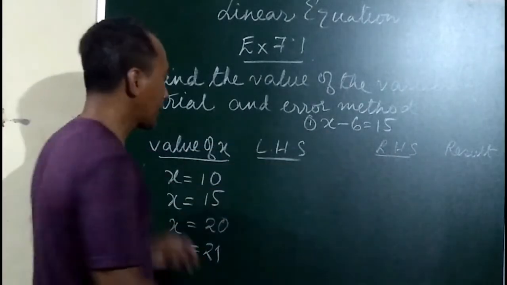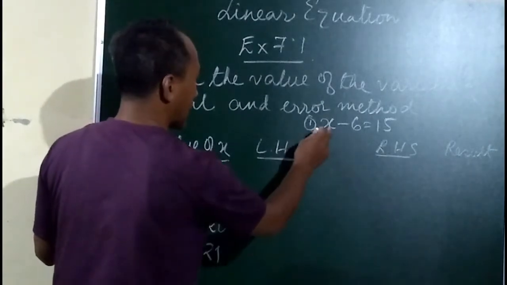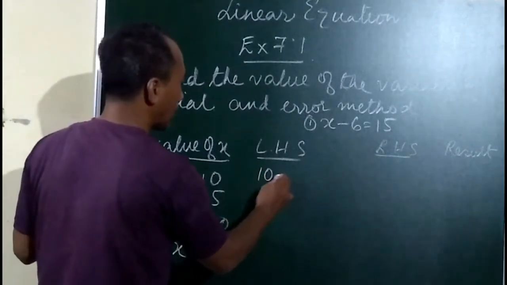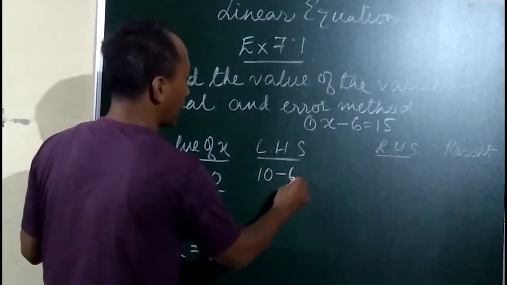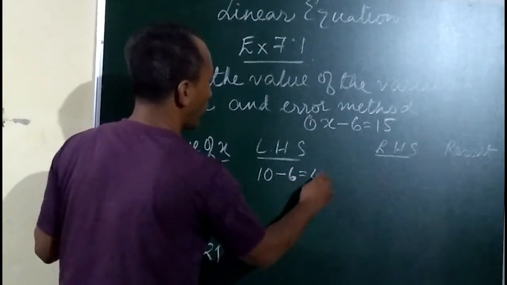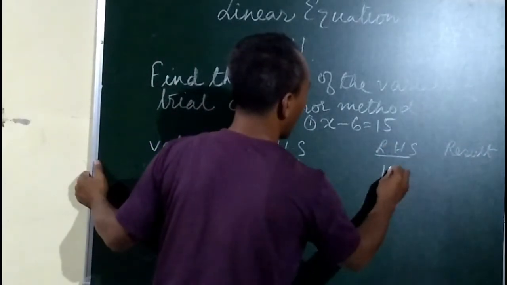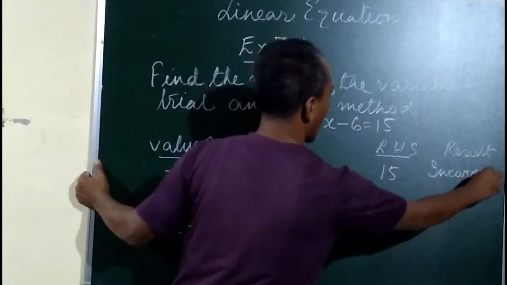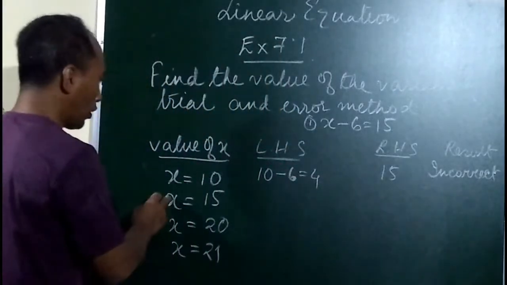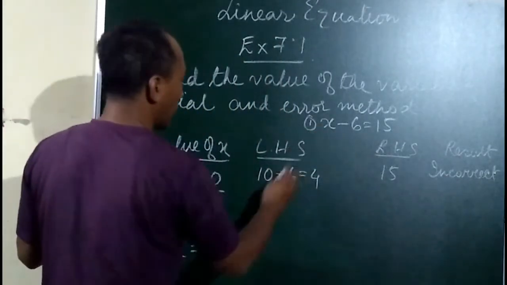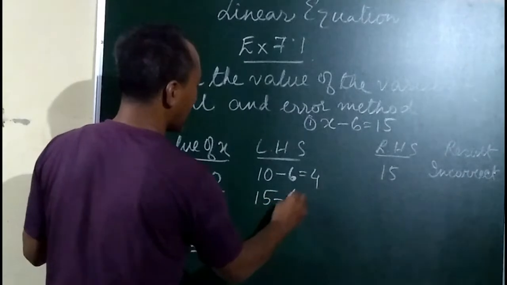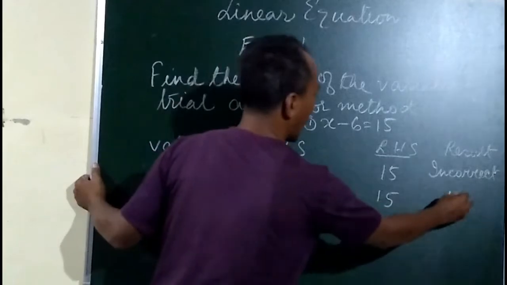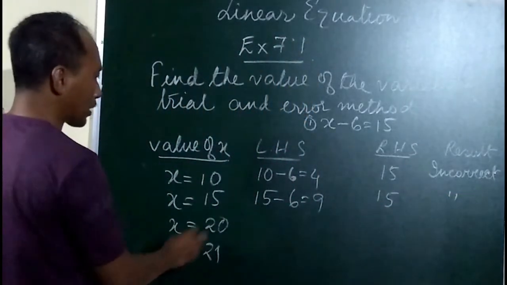Now the left hand side is x minus 6. The x value is 10 here. So 10 minus 6, what is the value? It is 4. But the right hand side is how much? 15. So it is incorrect. Now we take the value of x as 15. 15 minus 6 is 9. The right hand side is 15. Incorrect. Now the next value taken is 20.